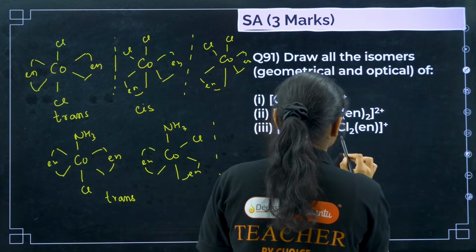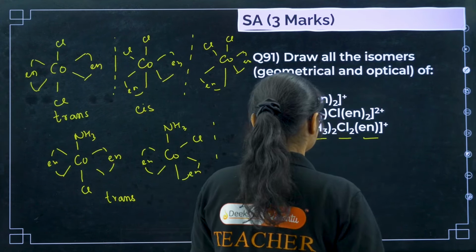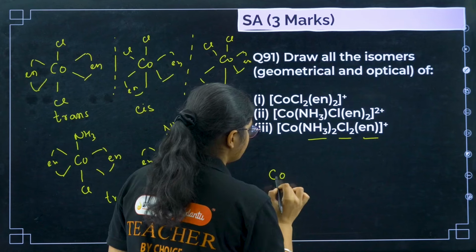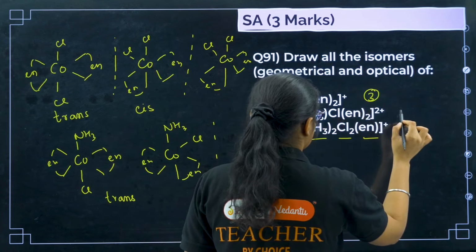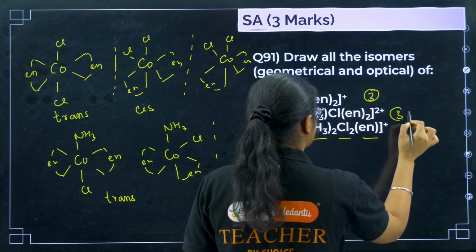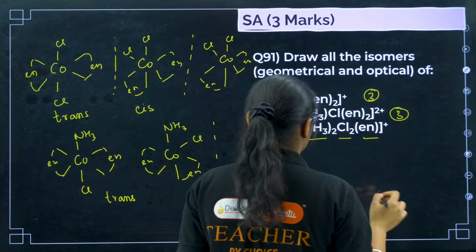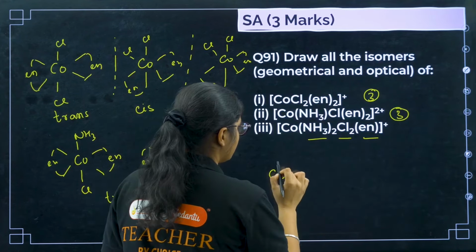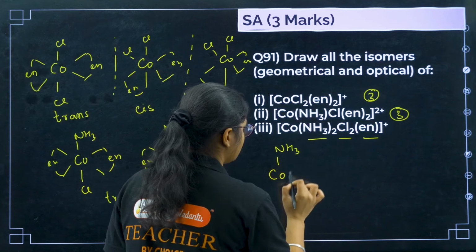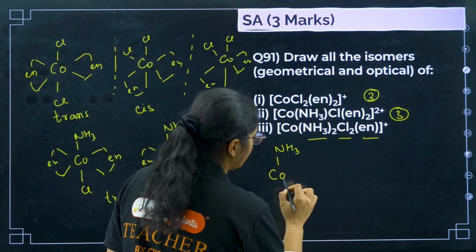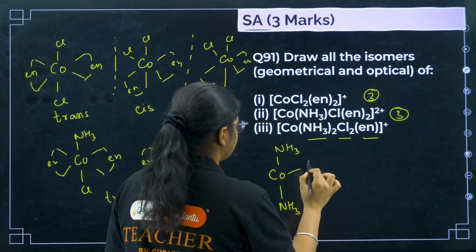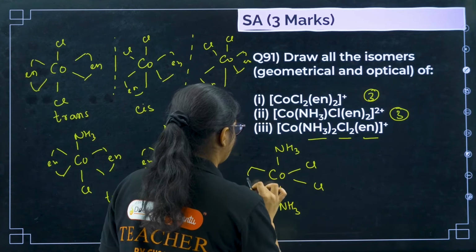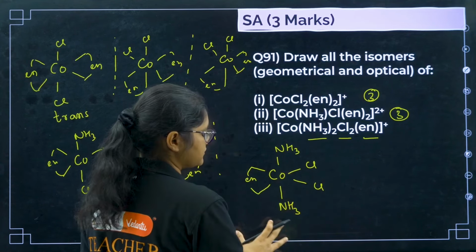Next, [Co(NH3)2Cl2(en)]. If I draw this compound, you have it like this, see, this is having 3 isomers, this is also having 3 isomers, 2 geometrical, 1 optical. But if you see this compound, it is like this: NH3, I can draw 2 NH3 opposite to each other. Okay. Then I have Cl here and en here. Okay, this is one possibility.